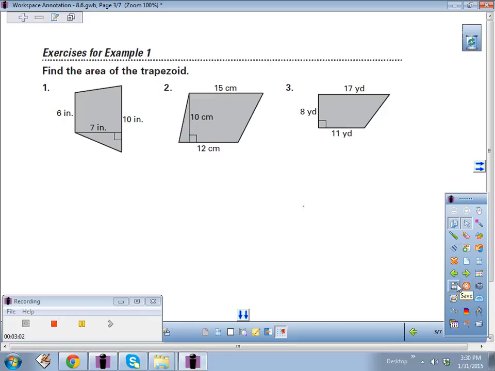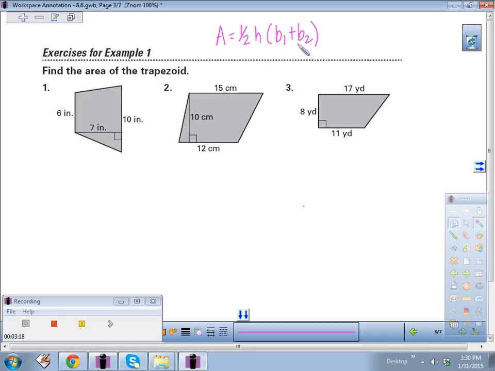So the exercises for example 1, 1, 2, and 3, I want you to try to do that using the area formula 1/2 the height times the quantity base 1 plus base 2. Again, you want to label your trapezoids. Remember the bases. It doesn't always have to be the one that's on the bottom, like on number 2. It can be the ones that are on the sides, like this. As long as they are parallel, these sides are called the bases. So you're looking for those parallel sides.